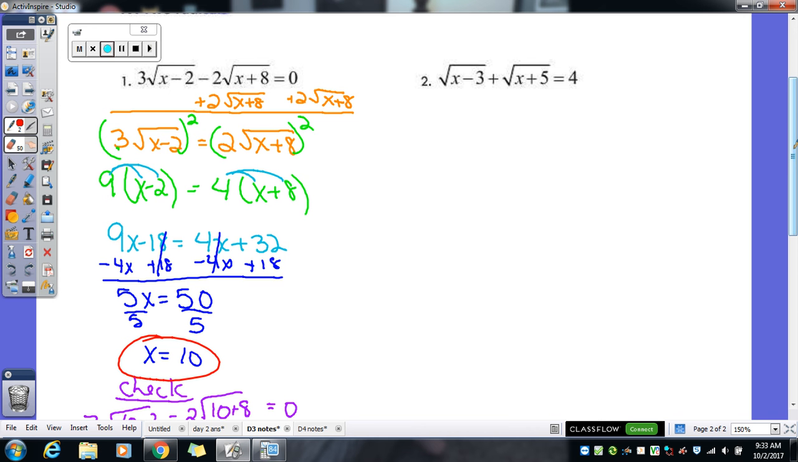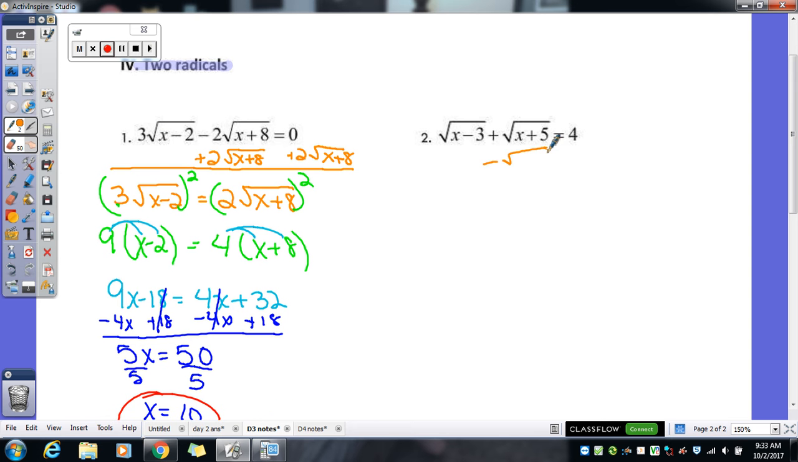So let's look at number 2. So again, we want to separate the radicals. So what I'm going to do is I'm going to subtract my square root of x plus 5. So I get the square root of x minus 3 equals 4 minus the square root of x plus 5. Yep, and then we're going to square both sides.